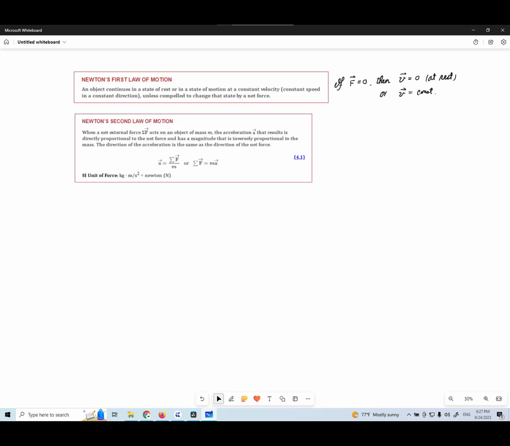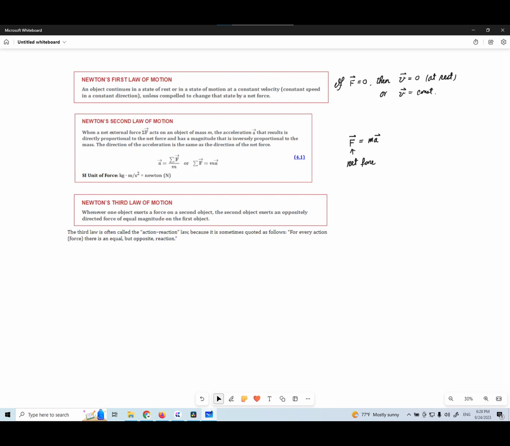Newton's second law says that F equals ma. There's a summation sign in the front, which can be omitted if F is understood to be a sum. Incidentally, sum, net, and total all mean the same thing. Notice that the acceleration will always be in the same direction as the net force.